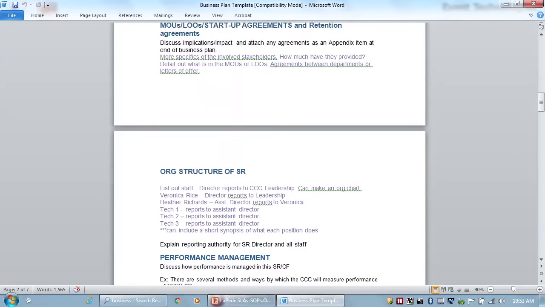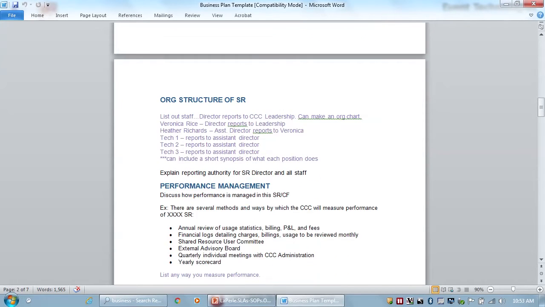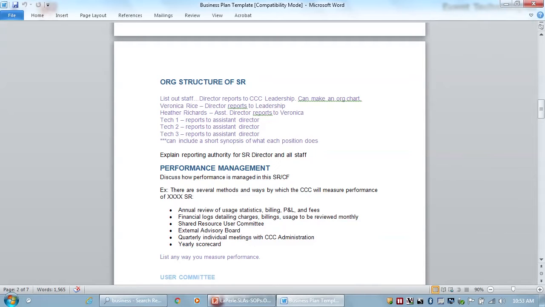Are there any other types of agreements between other departments that might play a role in how the core is operated? Any questions on those?